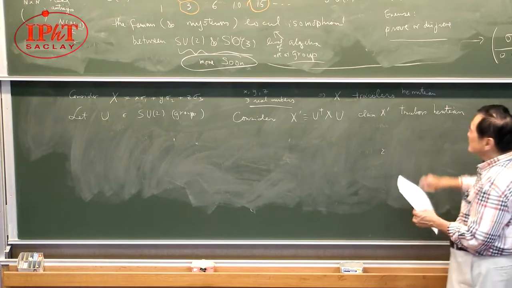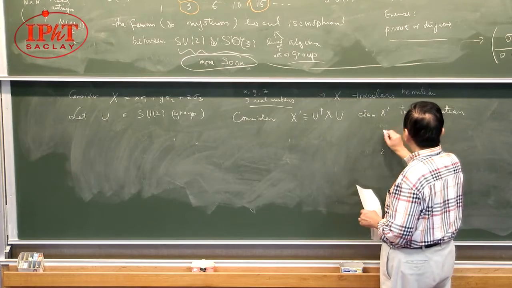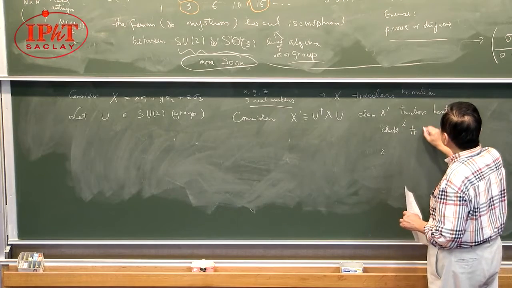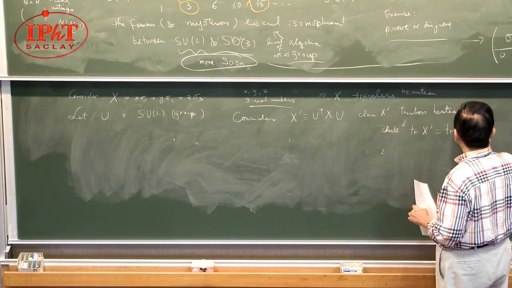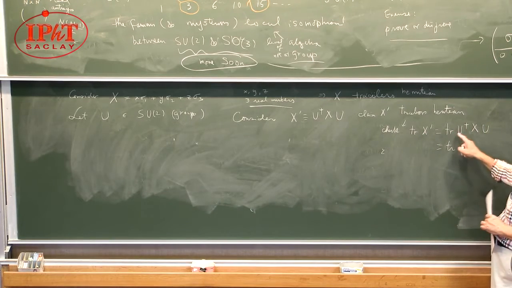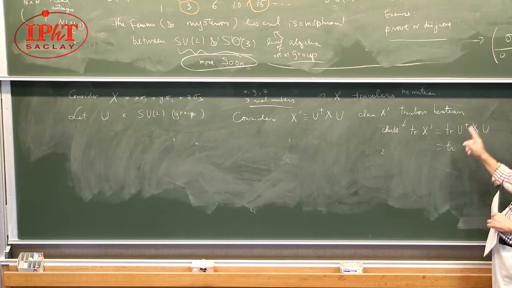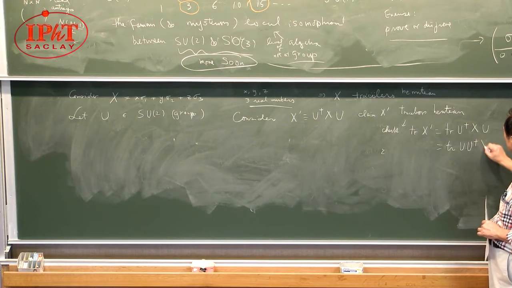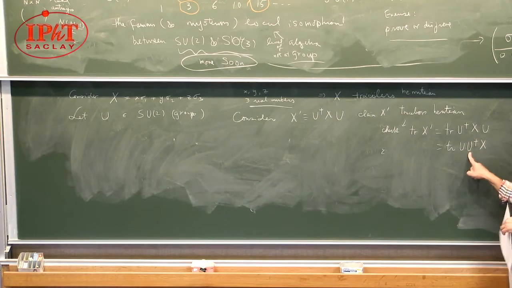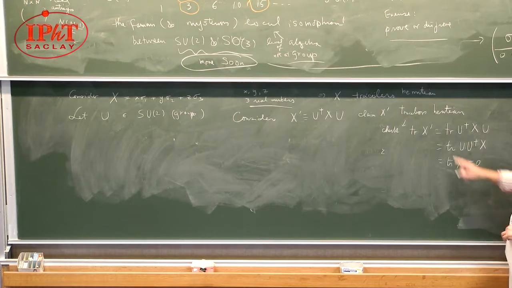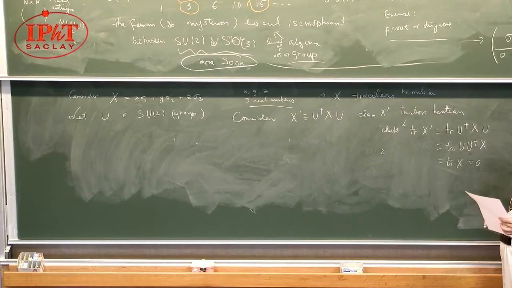Now traceless is easy to prove. Trace X prime is the trace of U dagger X U. And now you use this important property of the trace, which is that the trace is cyclic. You can move the matrices together, and this is U dagger U X. And then you use the property that U is unitary, and so this is equal to trace X. And since X is traceless, X prime is also traceless.